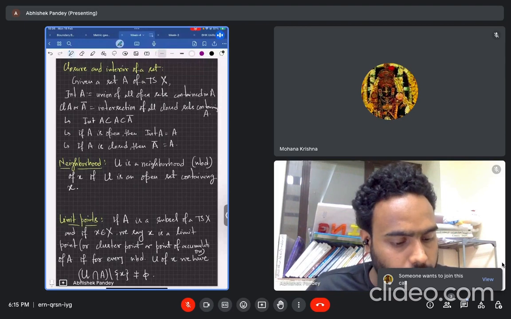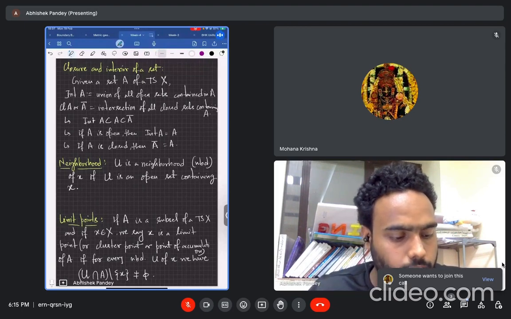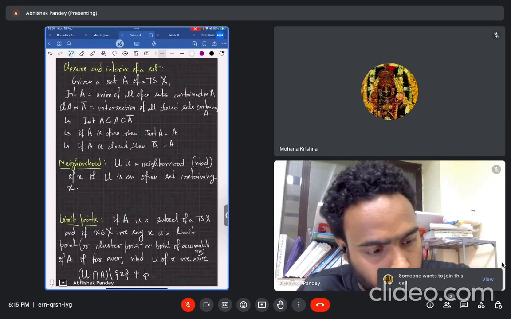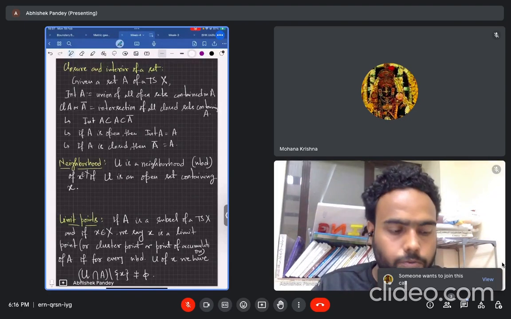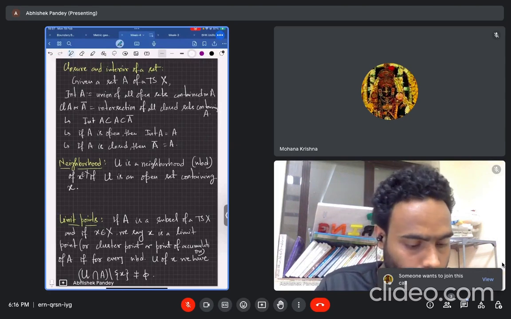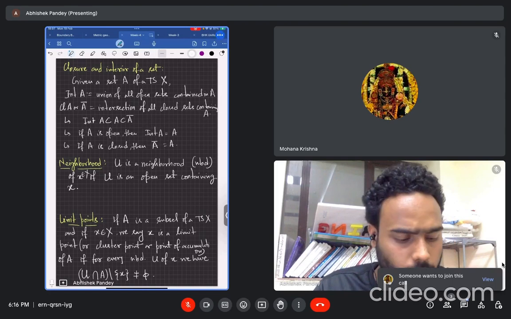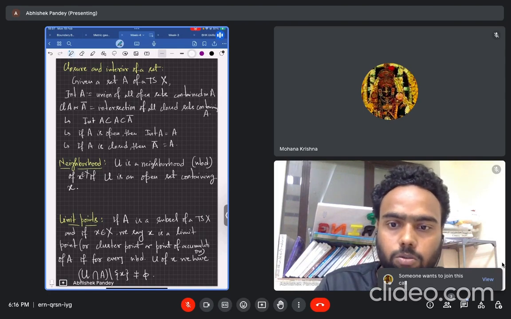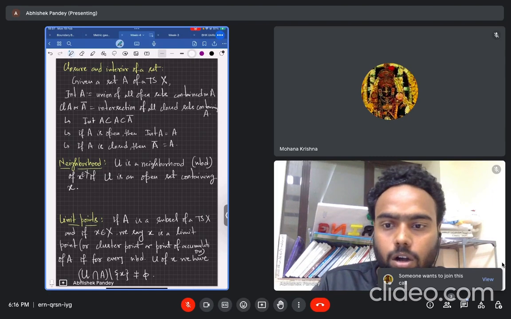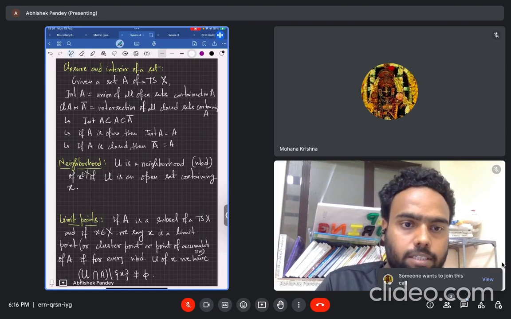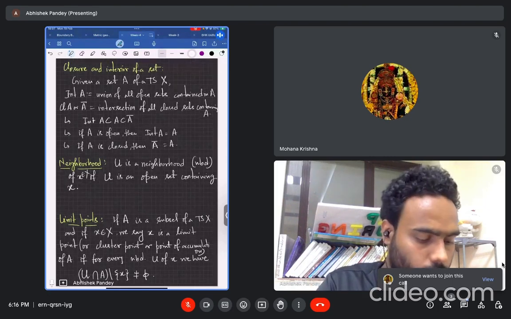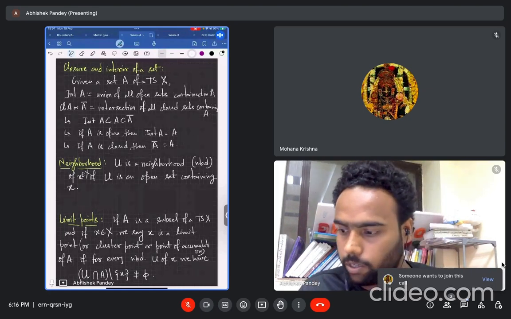We define the neighborhood in a topological space as follows: U is said to be a neighborhood of a point X belonging to a topological space X if U is an open set containing X. Now, what do we mean by a limit point, cluster point, or accumulation point? If A is a subset of the topological space X, and X is a point in X, we say that X is a limit point of A if every neighborhood of X, meaning any open set containing X, satisfies that the intersection of that open set with A minus the singleton X is not equal to phi. This is the definition of limit points.